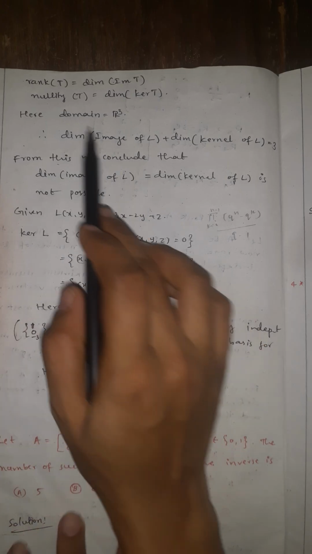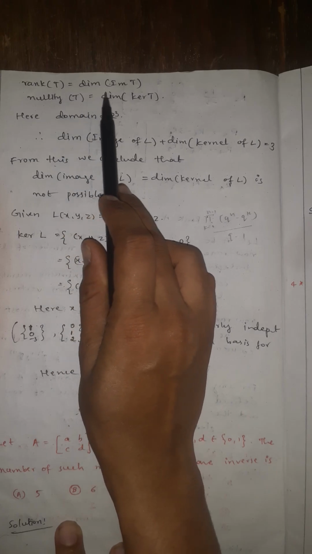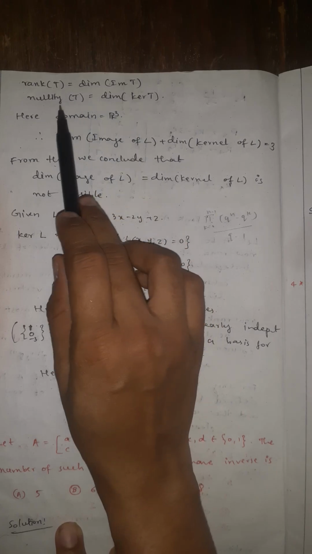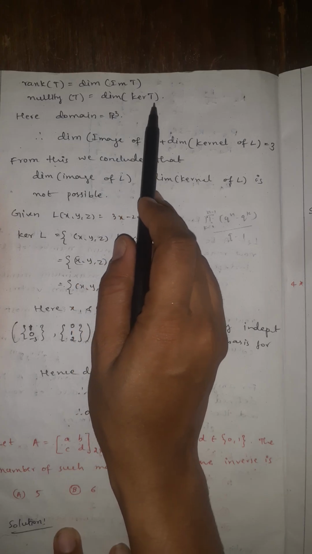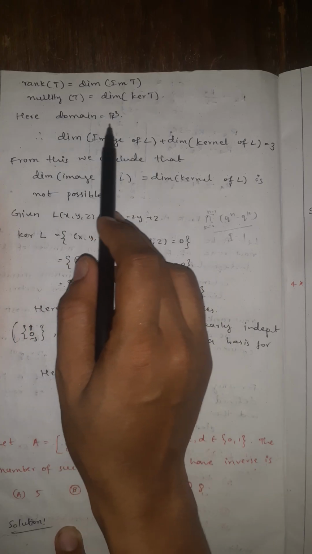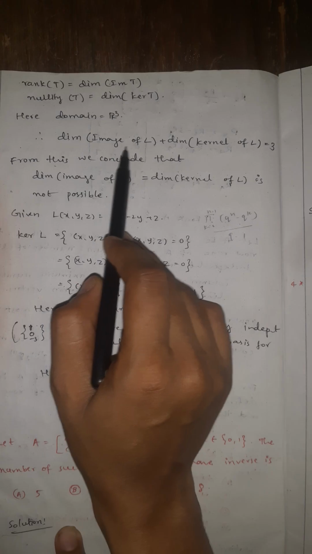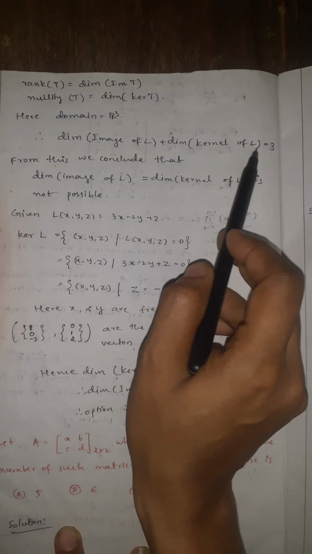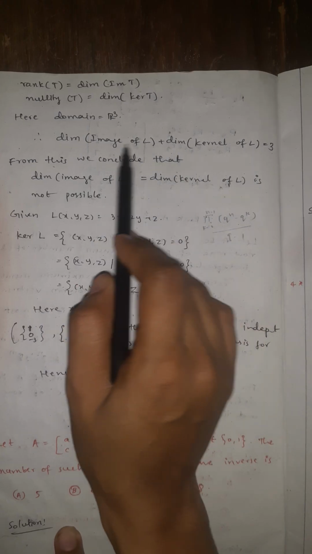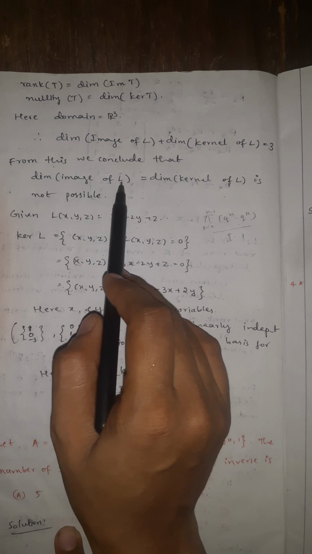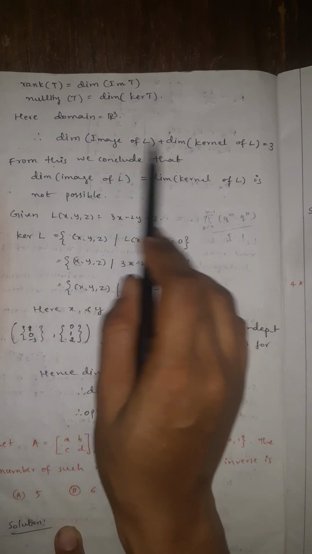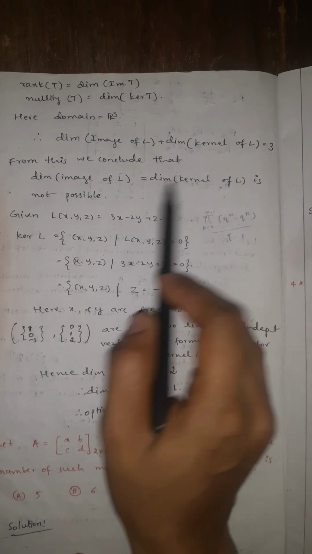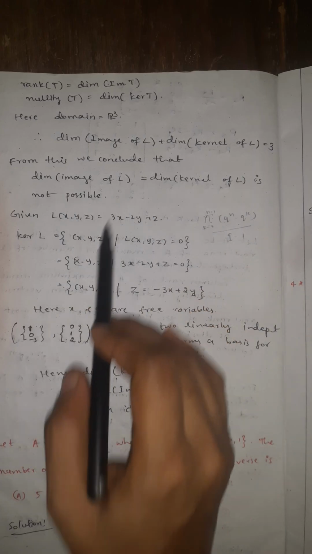What do you mean by rank of T? Rank of T is nothing but the dimension of image of T. Nullity of T is equal to the dimension of kernel of T. So here the domain is R3, therefore dimension of image of L plus dimension of kernel of L equals 3. From this we can conclude that dimension of image of L equal to dimension of kernel of L is not possible. If they are equal, then the sum should be an even number. It is not possible, so option D is false.